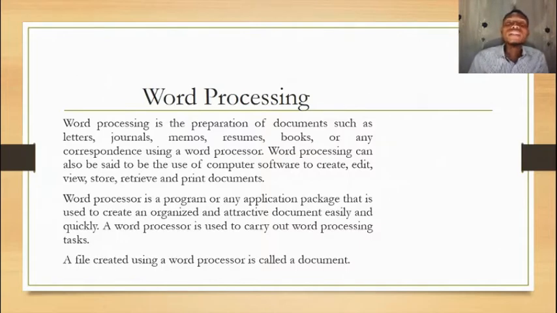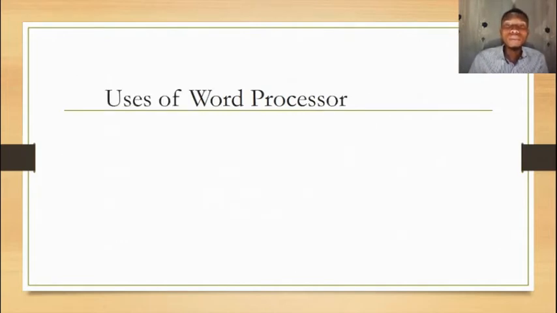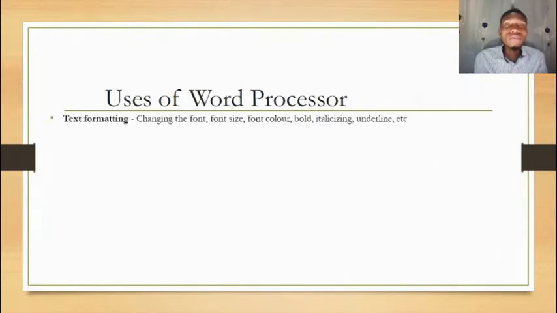So next, let's look at the uses of word processors. What are they being used for? What makes it different from other applications that are used to maybe just type documents? So word processor, one, it is used for text formatting. So that's talking about changing the fonts, changing the font size, changing the font color, making the font bold, italicizing the fonts, or underlining the font, and so on.